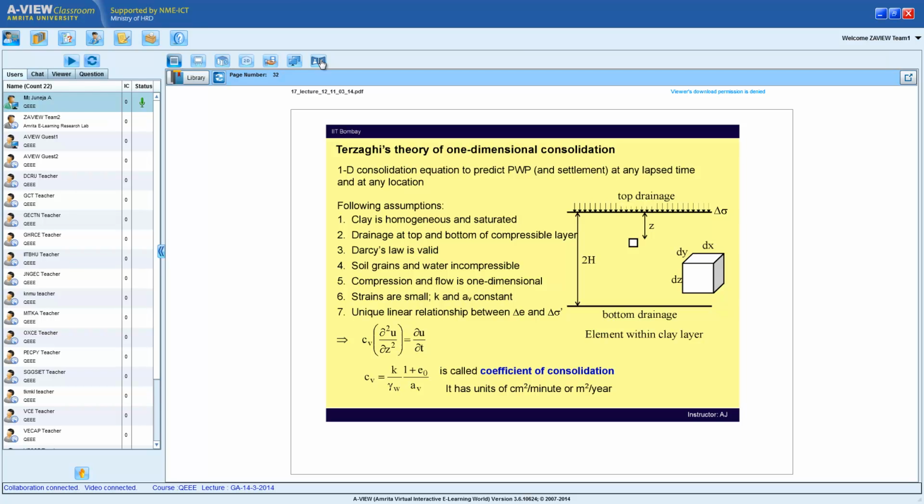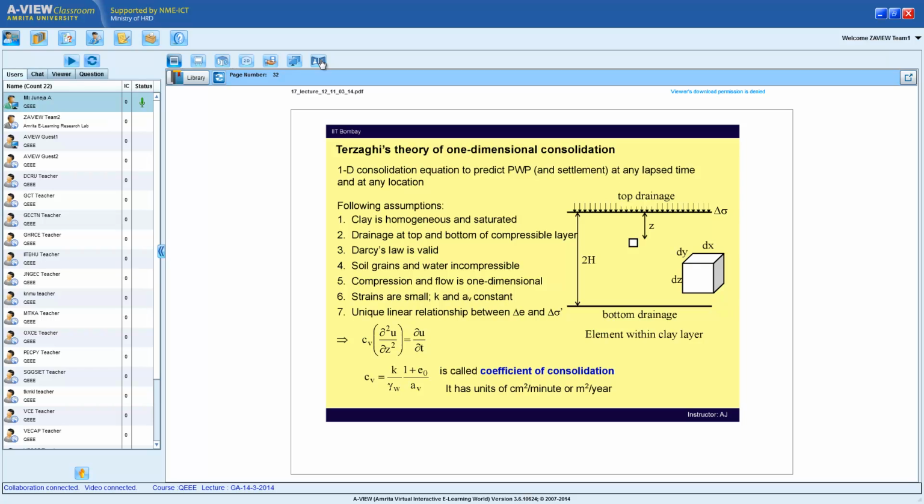The next one is the compression and flow is one dimensional, meaning the flow can only occur in one direction. Likewise settlement can only occur in one direction. Just to highlight this point, both compression, that means the settlement, and the flow are akin or similar to consolidation, both are directly related. That is what this statement would invariably mean.